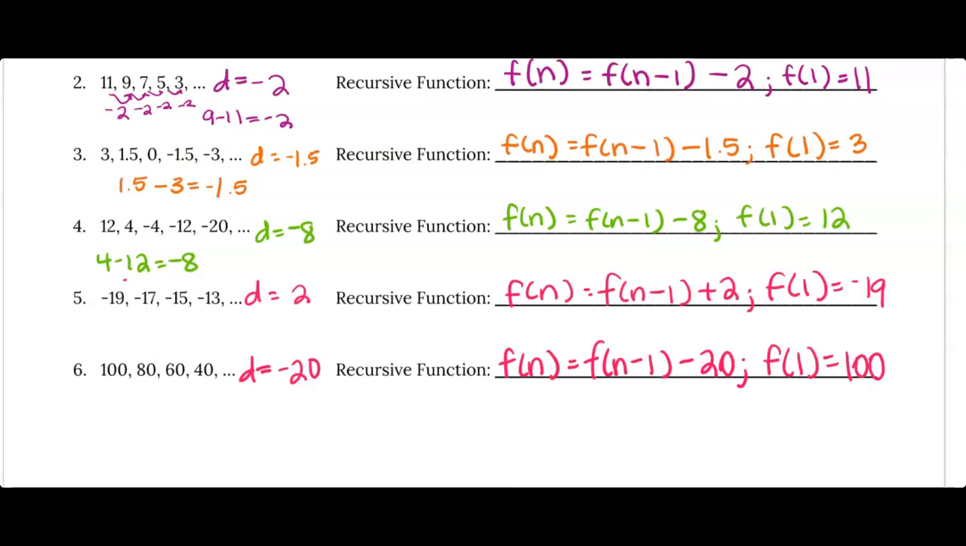So looking at number 5, you should have gotten that your common difference was 2. And so then I'll read off the recursive function. The next term is the previous term plus 2, starting at negative 19. Number 6, you should have found that your common difference was negative 20. So the next term is the previous term minus 20, starting at 100.